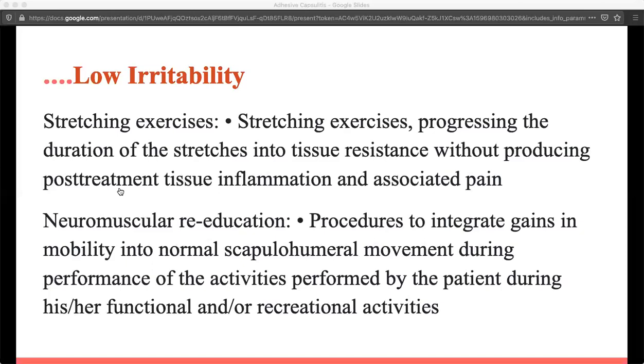Right? Similarly, if you have a swimmer, you want to modify how you're doing their exercises. You don't want to give them a cookie cutter exercise and give the same exercise to all your frozen shoulder patients. You need to customize it. That's where your skill as a therapist comes in.